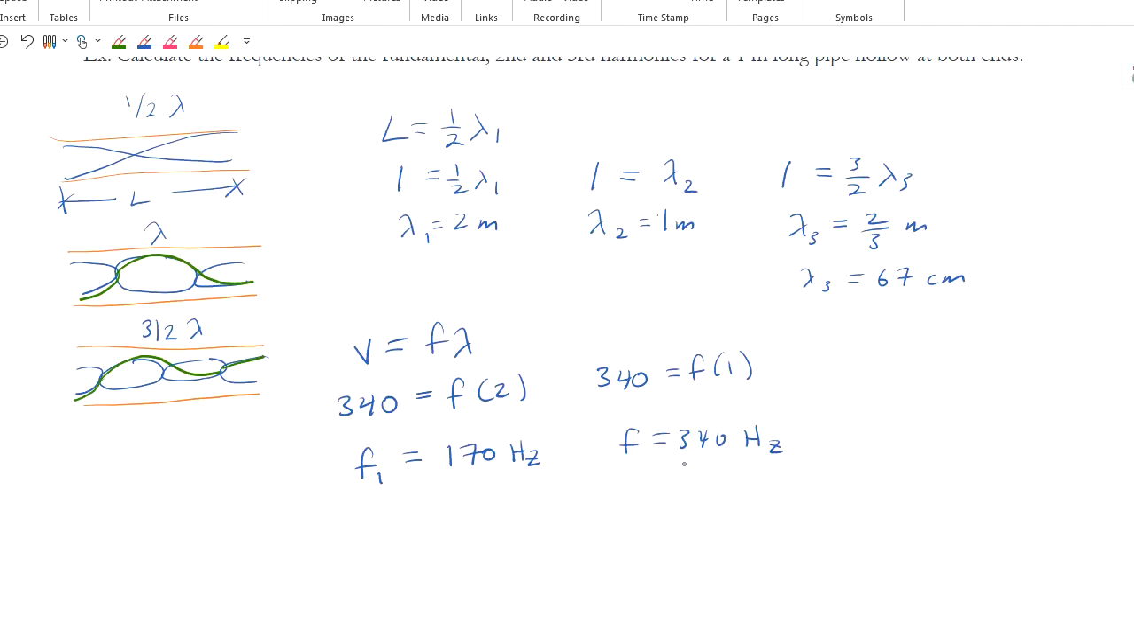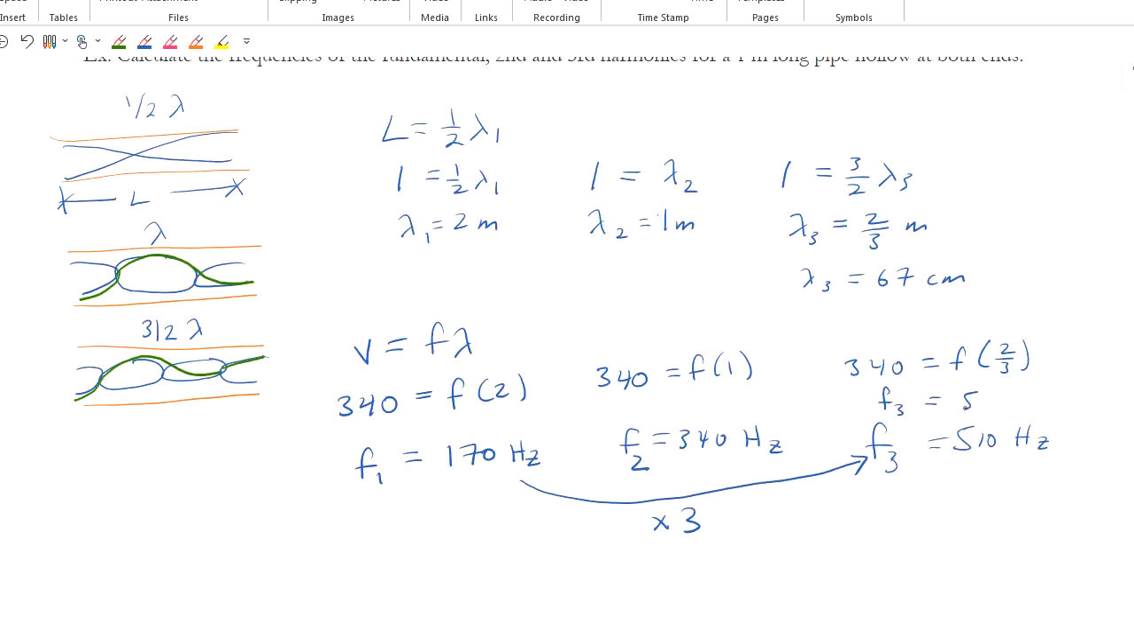Notice it's an integer multiple, just times 2 of the fundamental. And we can use that same reasoning to take this and multiply it by 3 to go from here to here if we want to. That's a pretty good trick. So 170 times 3. We should get a final answer of 510 hertz. But from the beginning, 340 equals F times the 2/3 of meter that we have here. And just checking on my calculator, we do get 510 hertz.